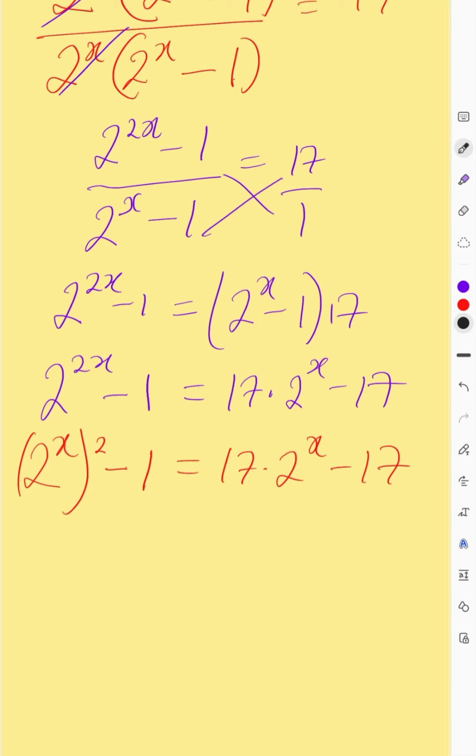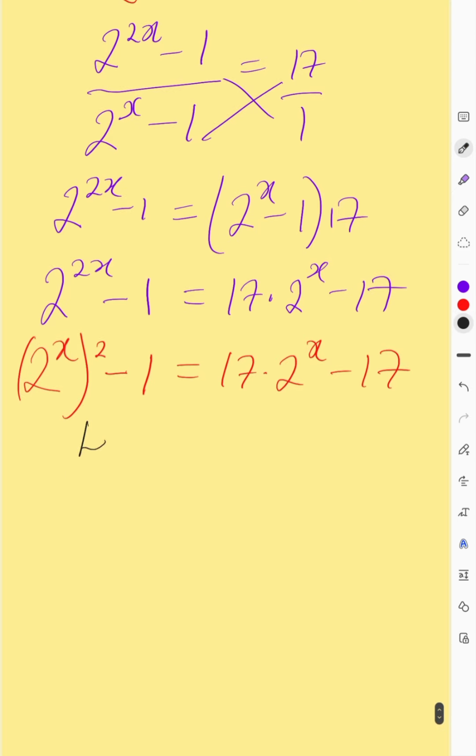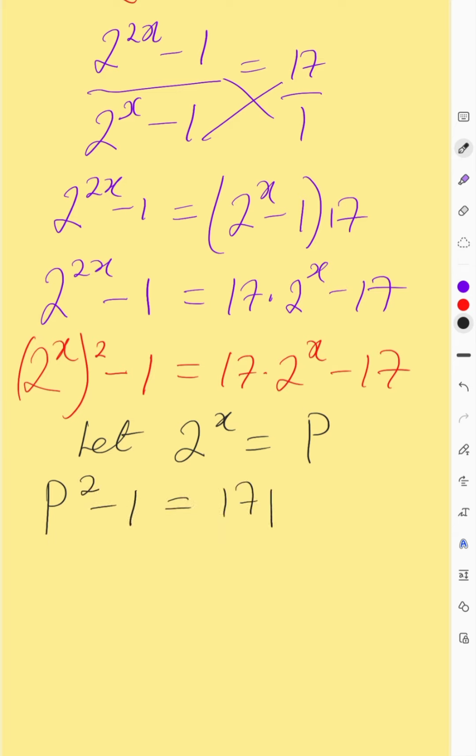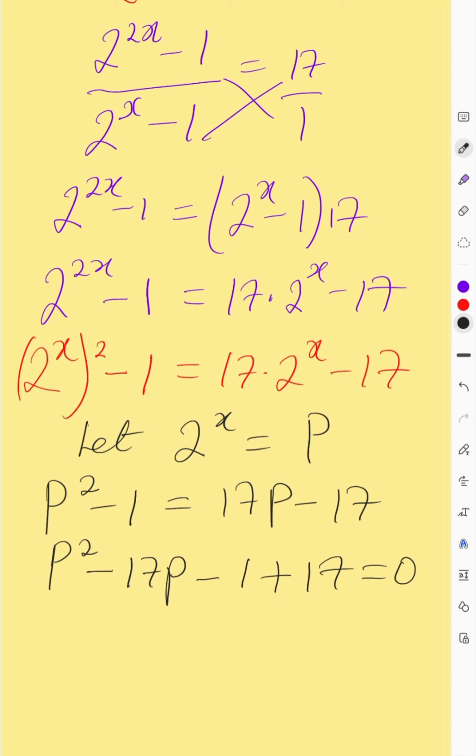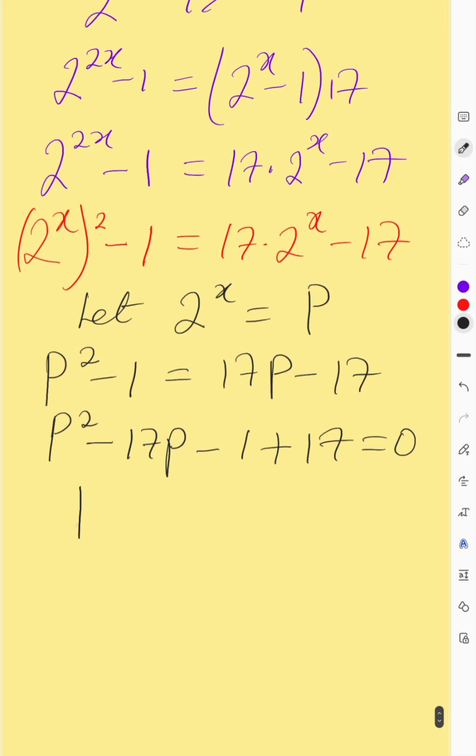You can notice here that 2 to the power of x is common everywhere. You can say let 2 to the power of x be equal to p. For instance, we shall now have p squared minus 1 equals 17p minus 17. Anywhere you now see 2 to the power of x, you are putting p. Right? Rearranging this, we have p squared take away 17p minus 1 plus 17 is equal to 0. So that will give us p squared minus 17p plus 16 is equal to 0.